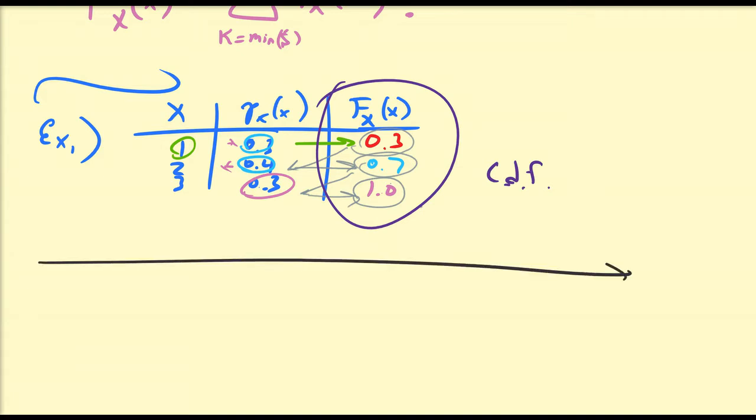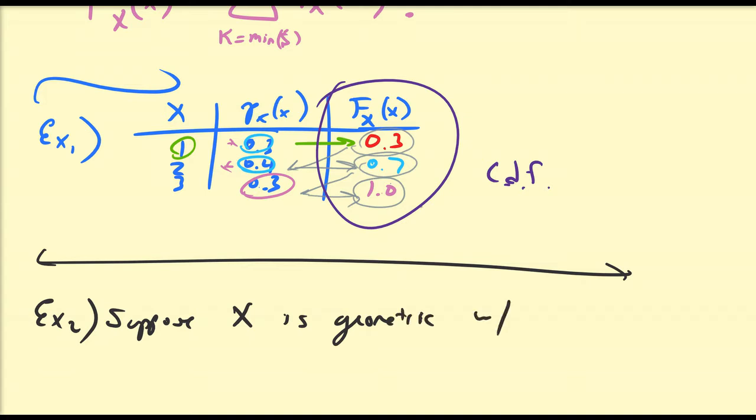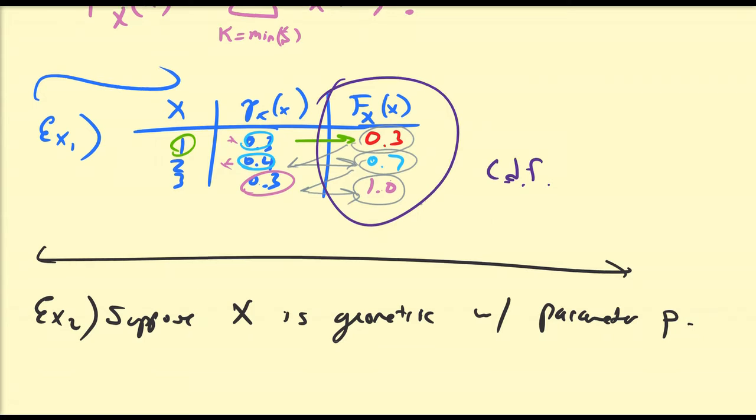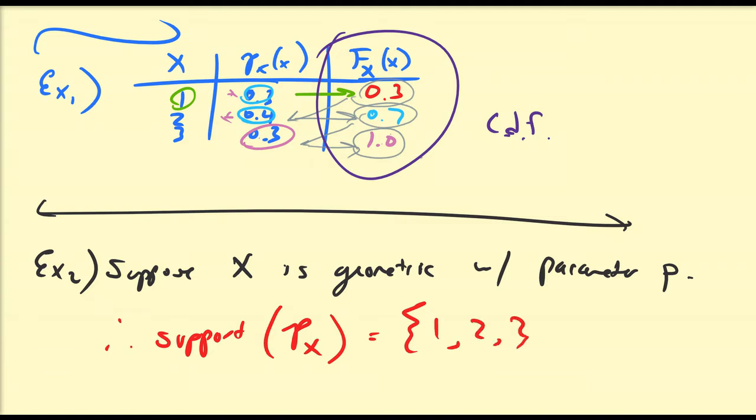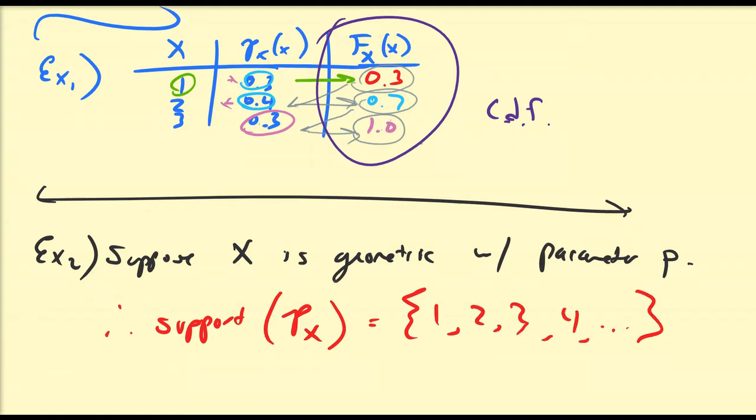So now let's do a more complicated example. Let us suppose that X is geometric with parameter p. Remember, geometric random variables measure the number of trials until the first success occurs, so you need at least one. If X is geometric, that means the support of the probability mass function p_X is going to be 1, 2, 3, 4, and so on.